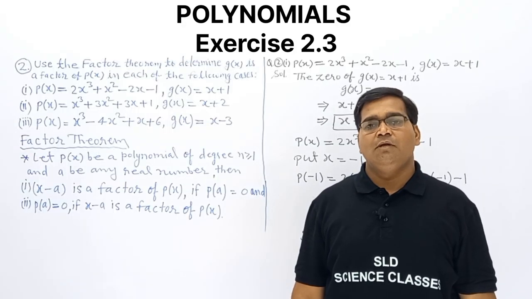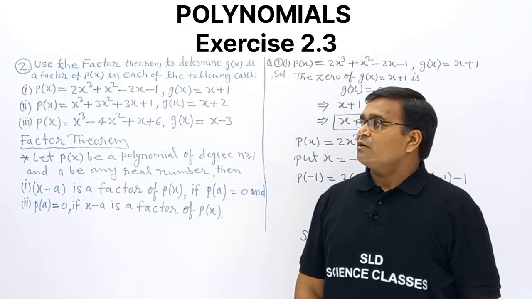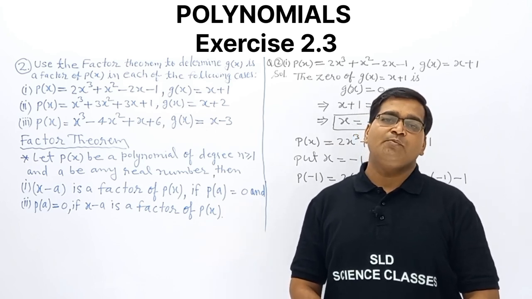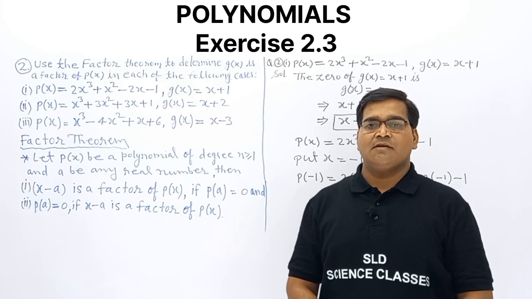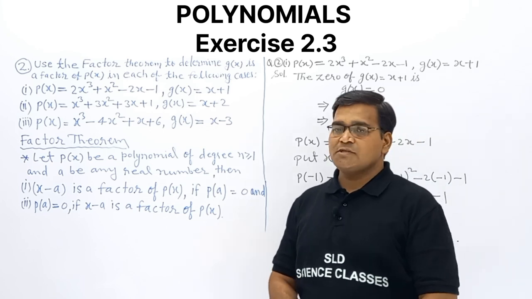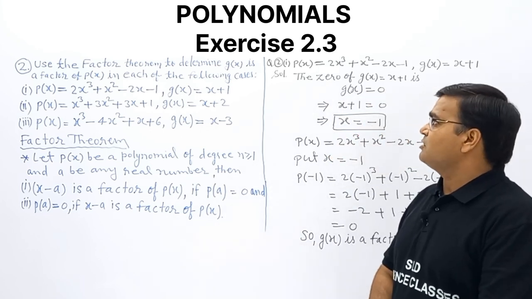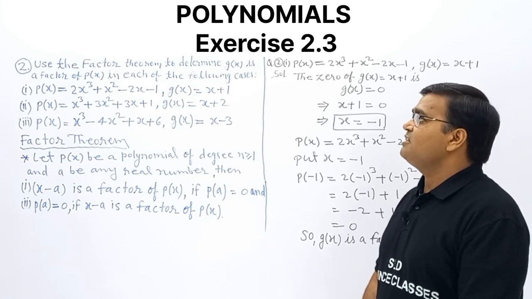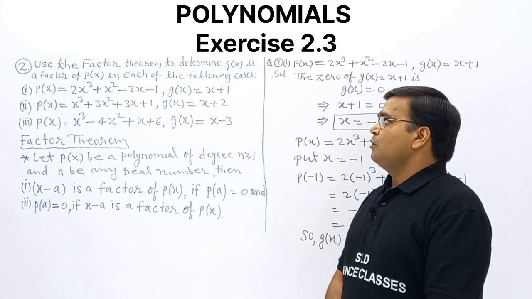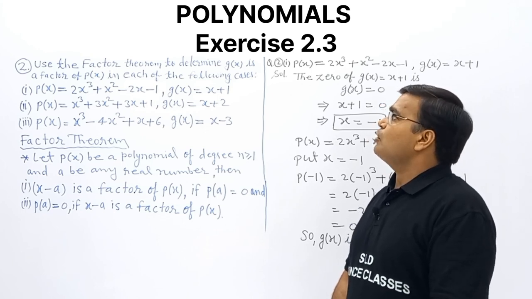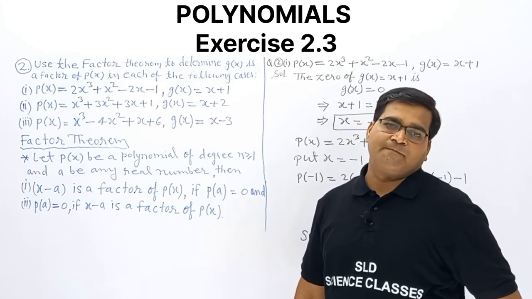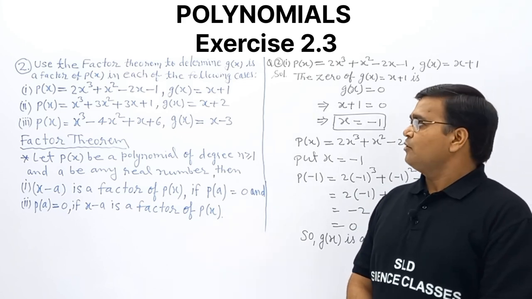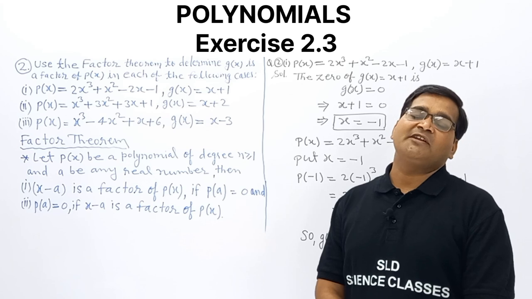In this video, we will discuss question number 2, exercise 2.3, polynomials. So, what about this question? Use the factor theorem to determine whether g of x is a factor of p of x in each of the following cases. We have three polynomials, each with one factor.